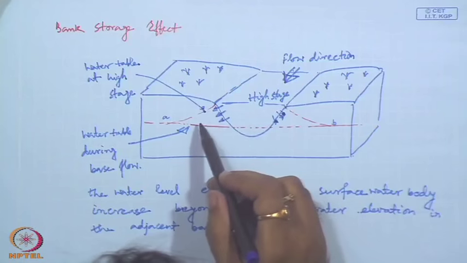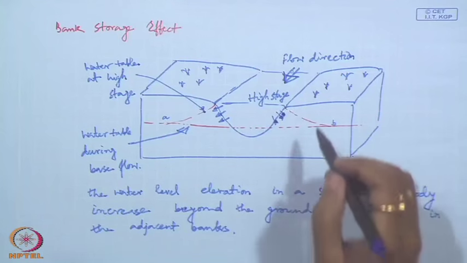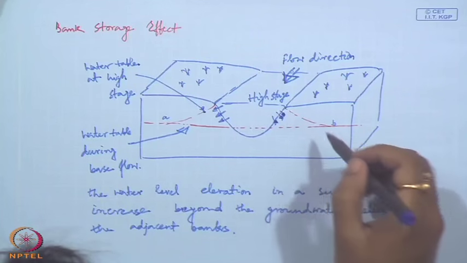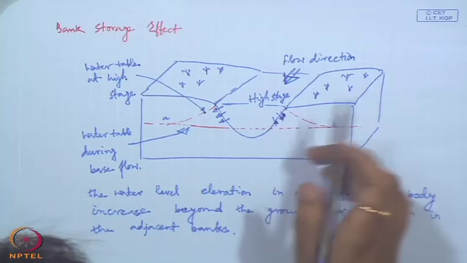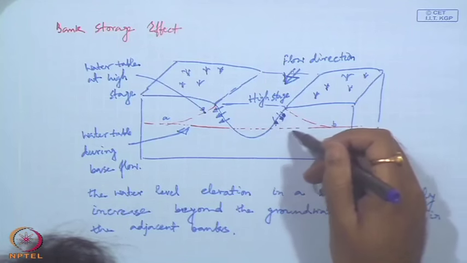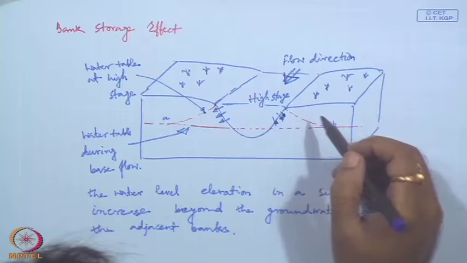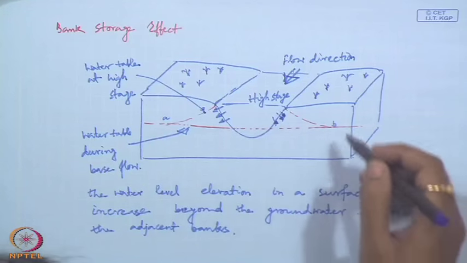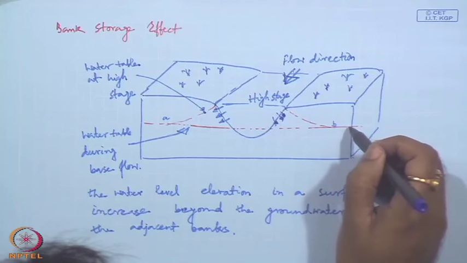there will be movement of water from the stream towards these banks, and there will be elevation of the water table. After some time, when the balance equilibrium reaches in the system, there will be a higher water table near the stream compared to this lower groundwater table during base flow, and in that equilibrium condition, still beyond this point A and B, there will be movement of water in this direction.